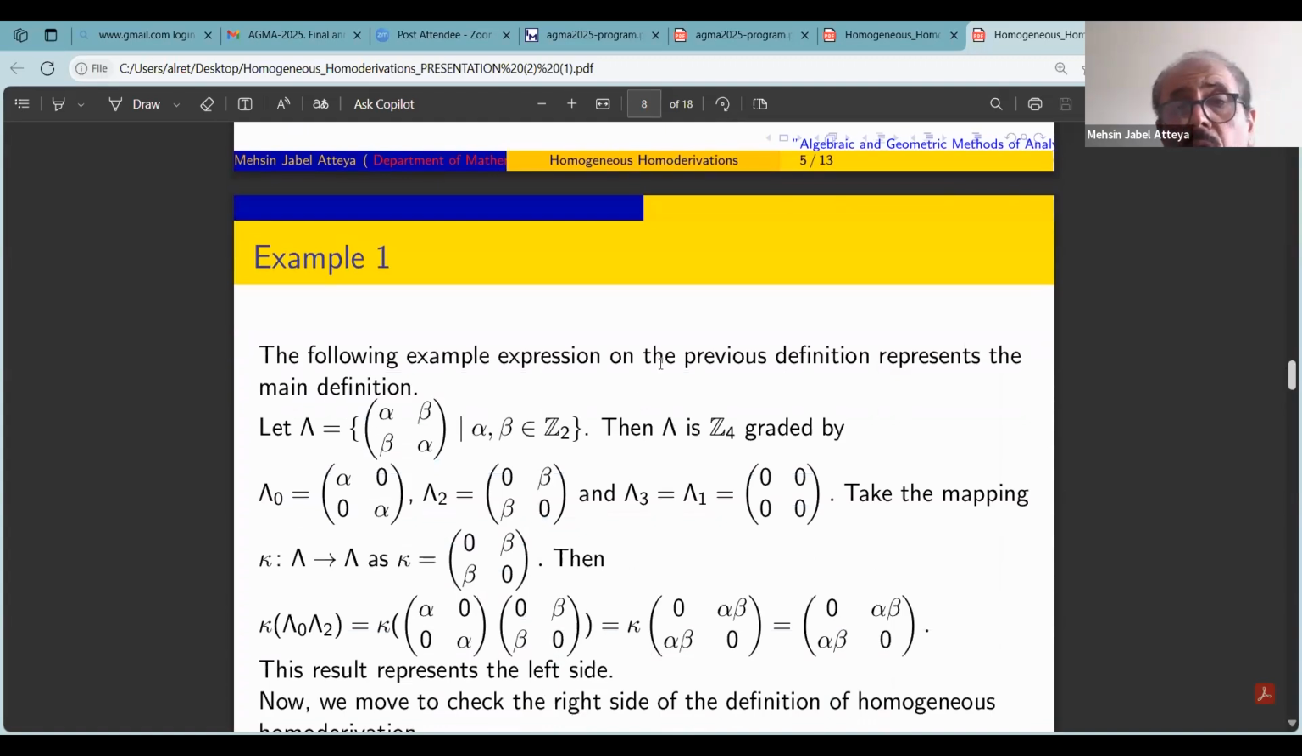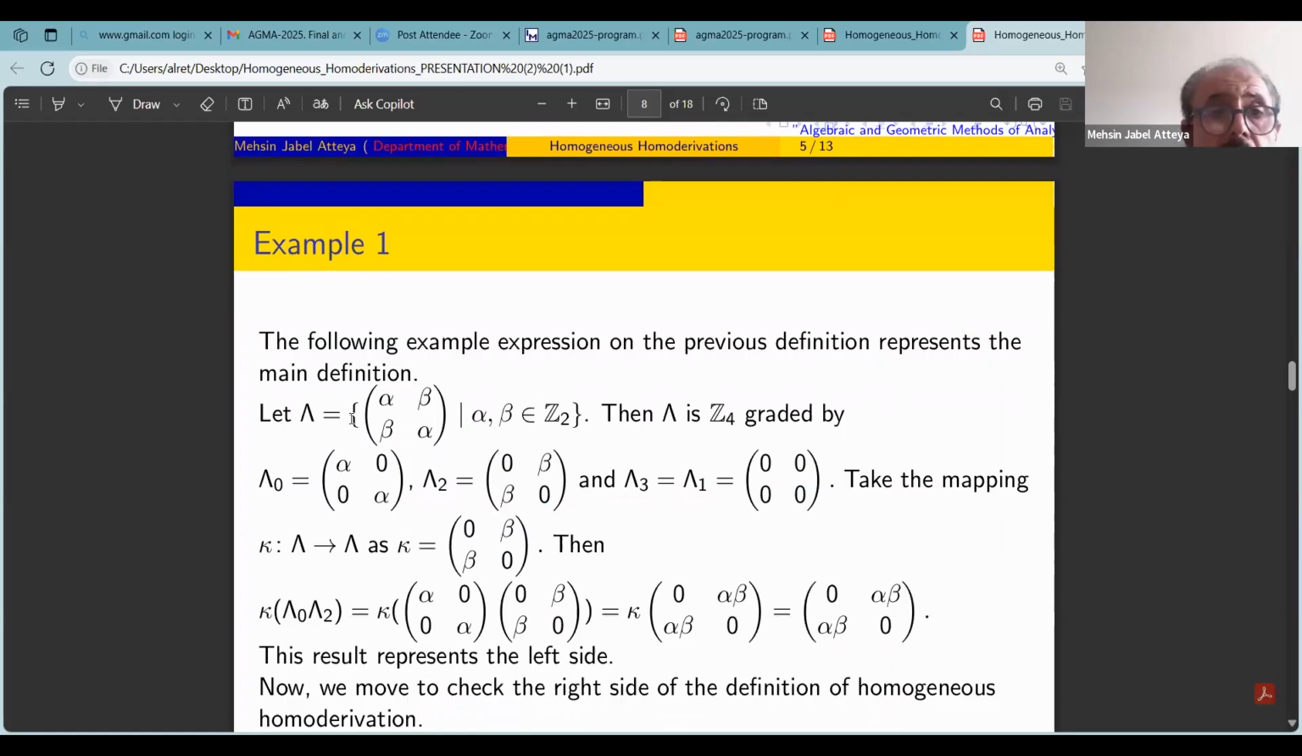The following example expresses the previous definition. Take lambda equal to alpha beta 2 by 2 matrices, where alpha, beta belong to Z sub 2. Then lambda is Z sub 4 graded by lambda 0, lambda 1, lambda 2, lambda 3 in this way. Take the mapping kappa from lambda to lambda defined in this way. Then kappa of the 2 by 2 matrix equals the matrix 0 alpha beta 0.